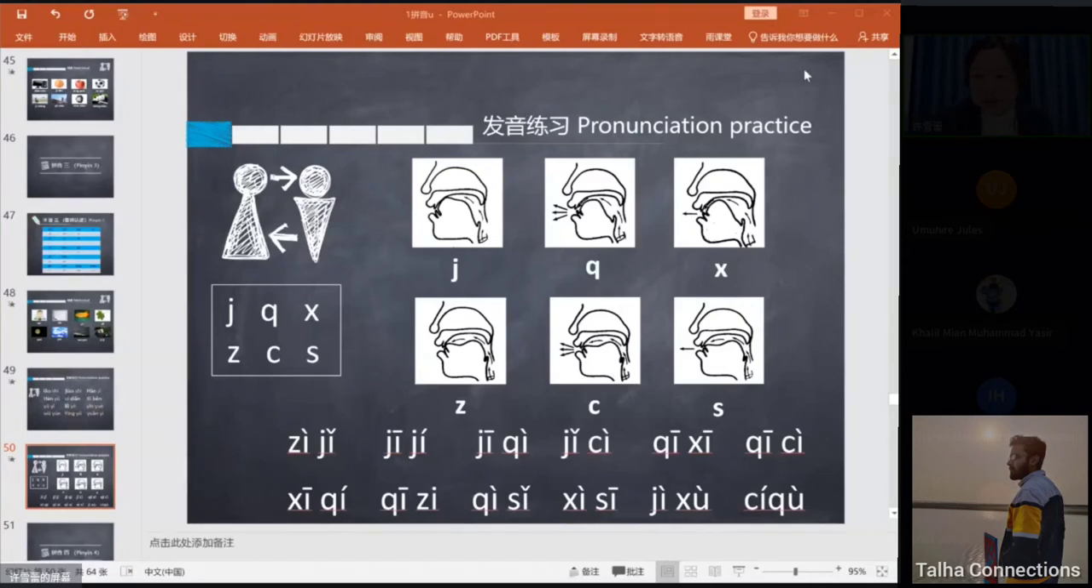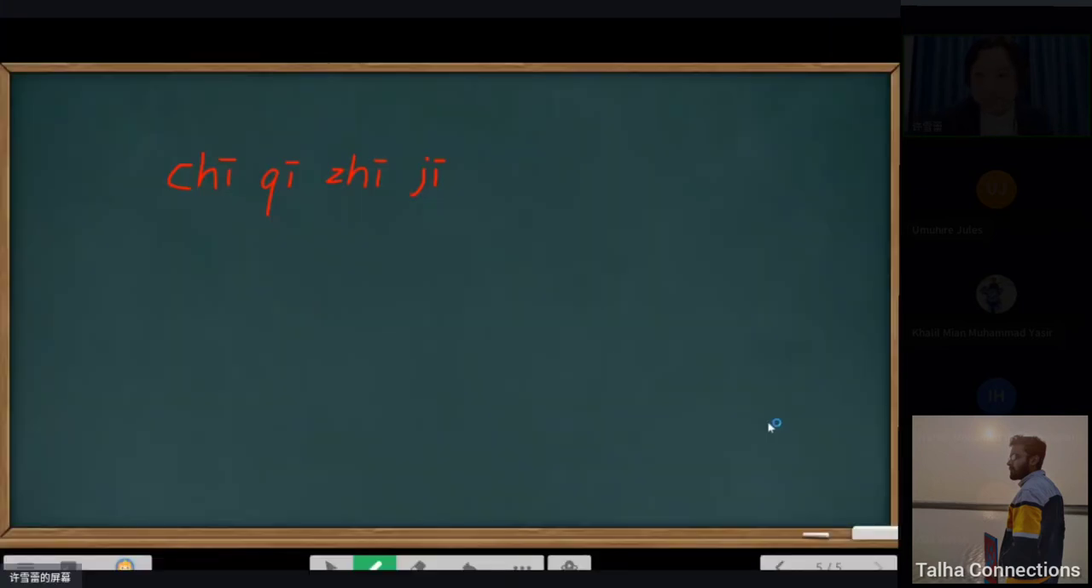Oh, you cannot see it. Sorry, I didn't share this. What about now? Do you see that screen? Okay. Chi, which means to eat, right? Qi is the number, one of the numbers. So tell me, what's the number? If you can text Chinese characters, it's better. Try Chinese characters, those who have a Chinese keyboard.